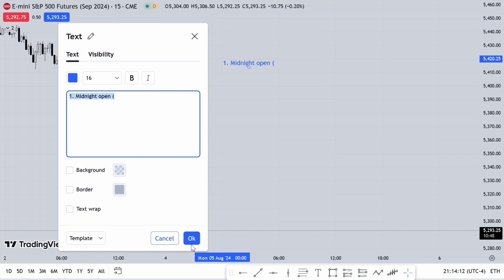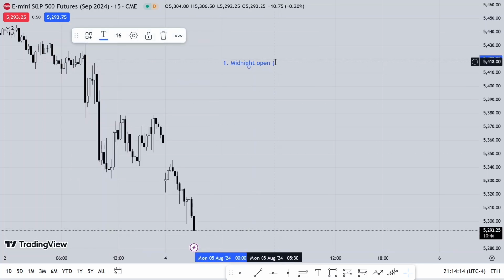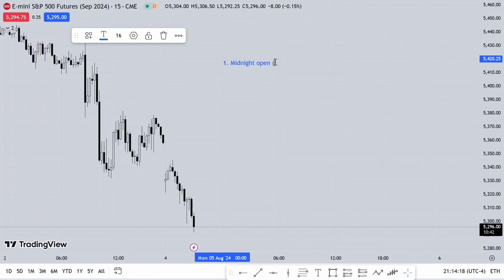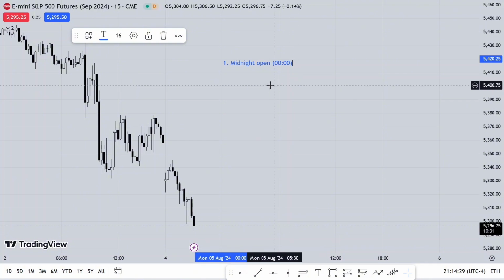So first and foremost, you want to know the midnight opening price. That is the midnight for New York, which is 0:00 o'clock. This is the midnight opening price for New York.